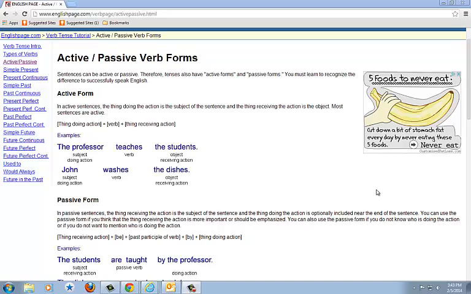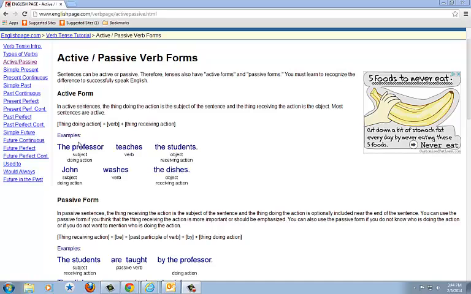In Ventures Unit 2, we'll be studying the active and passive verb forms. So this is just preparation for that unit. All of you know that we have a subject and a verb in a sentence in English. So for example, the professor teaches the students. The professor is the subject and the verb is teaches.